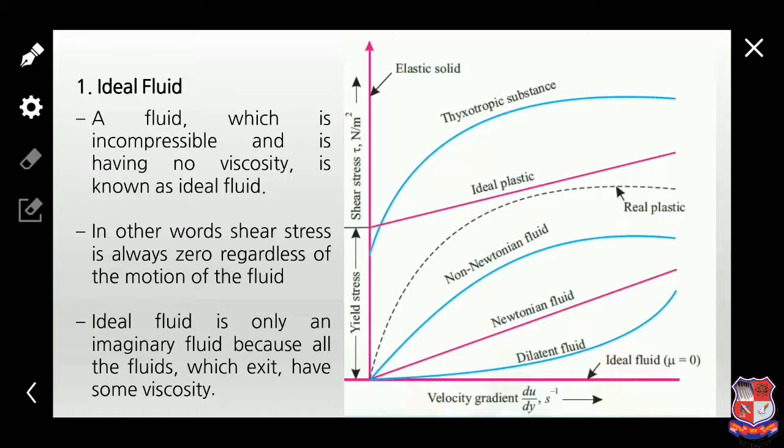So we can draw the graph of this fluid. The shear stress is 0. So its line is perfectly horizontal at the 0 point. These are mentioned here.